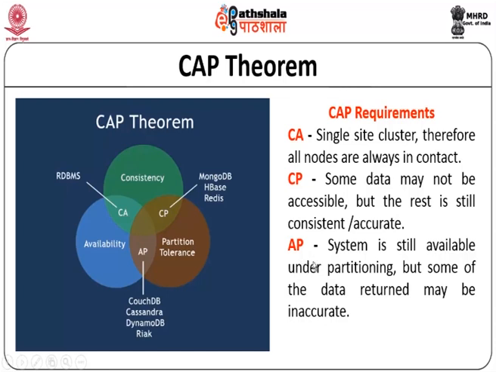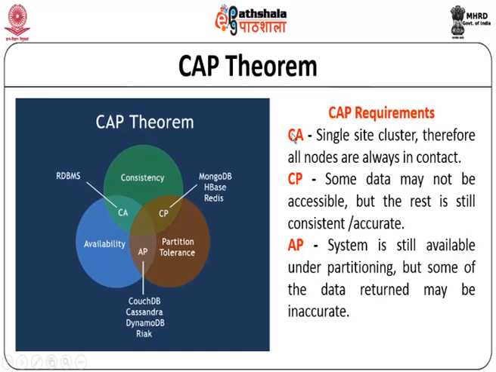The third combination is availability and partition tolerance. In other words, the system is available under partitioning. Why the system is made available always is based on the partitioning, but some of the data returned may be inaccurate, that is, the consistency property is not retained. So, in the first scenario partitioning is not mandatory, in the second scenario availability is not mandatory, and in the third scenario consistency is not mandatory.